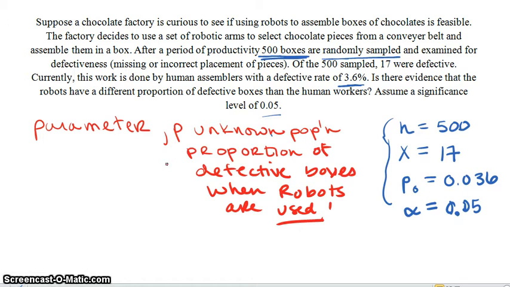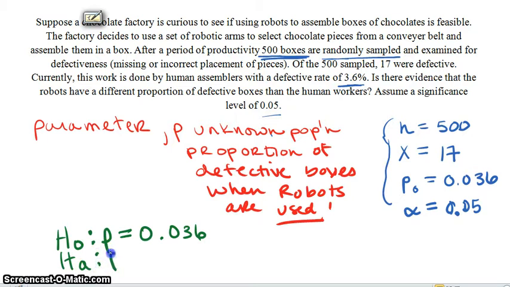Okay, so the next thing that we should do is set up our null and alternative hypotheses. Because our question is asking whether or not it's different, our null will be p is equal to 0.036. That means that the proportion of defective boxes when robots are used is just equal to that of when humans are used. And the alternative will then be p is not equal. Is there a difference between these values? So p is different than 0.036.